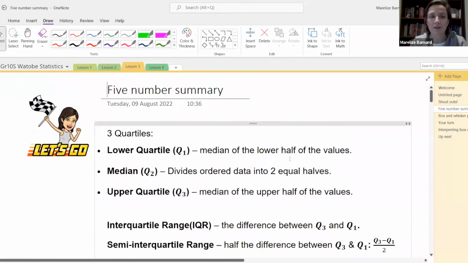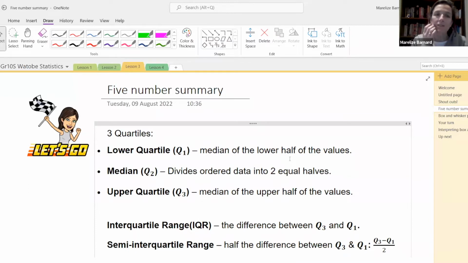Let's have a look at quartiles and this idea of quartiles. When you hear the word quartile, what other word does it remind you of? Just pop it in the chat. Quartile, four, quarter. Yeah, it's related to the number 4. Quartile, quarter. Anything related to a 4, it's got to do with the number 4.